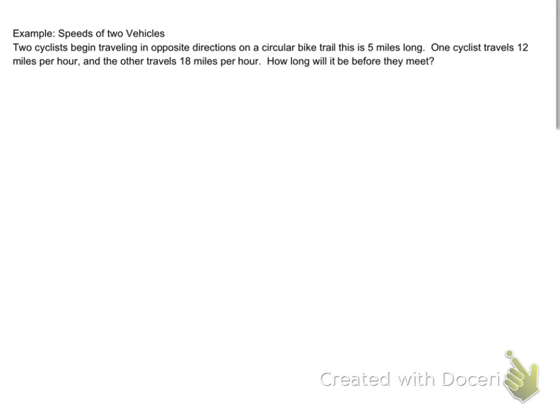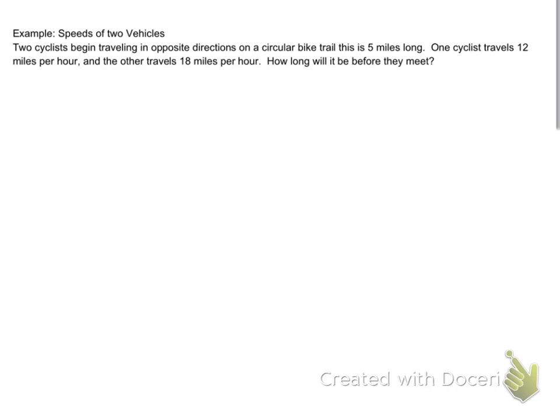Next one. Last one. What happens if we have two things going on? What if we have two people biking, two cyclists, begin heading in opposite directions on a circular bike trail that is 5 miles long? One cyclist travels at a 12-mile-per-hour pace, and the other one is busting it at 18 miles per hour. How long before they meet?